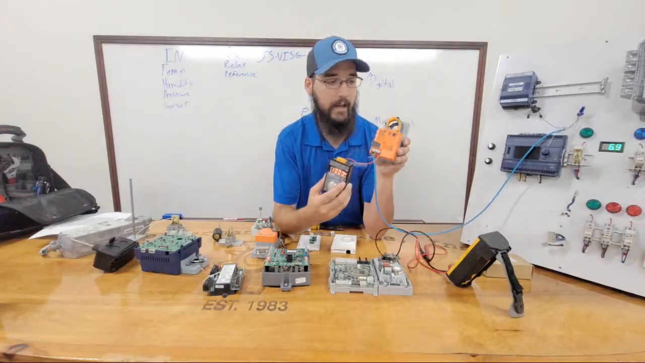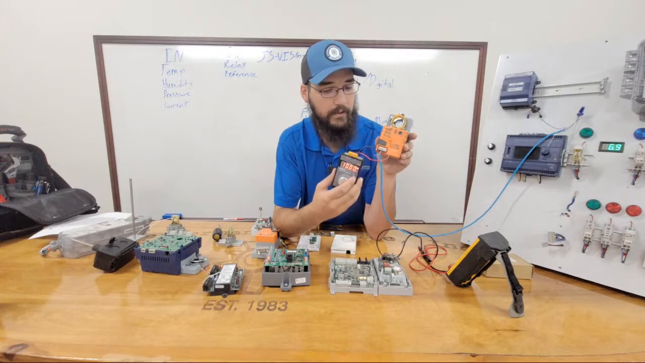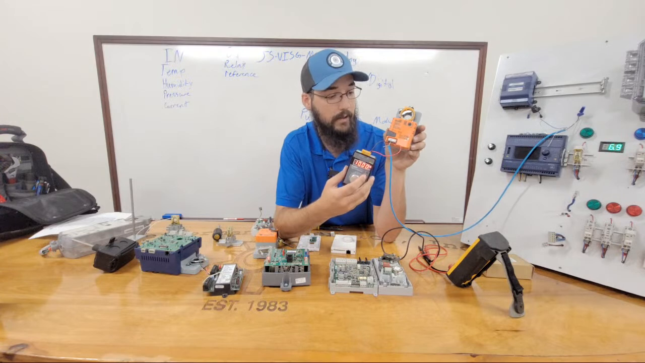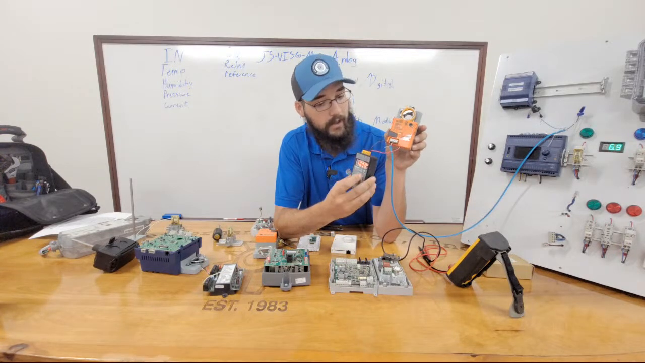So at this point, we're tied in. We're giving it 10 volts VDC. We've completed our circuit because, well, it takes 2 wires to complete a circuit, not 1. And we are spinning on the actuator.